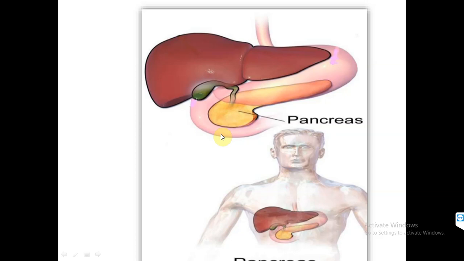And now what does the glucagon do? The glucagon is an antagonistic hormone to insulin. The word antagonistic means when something is completely opposite to the other. So glucagon is antagonistic to insulin.